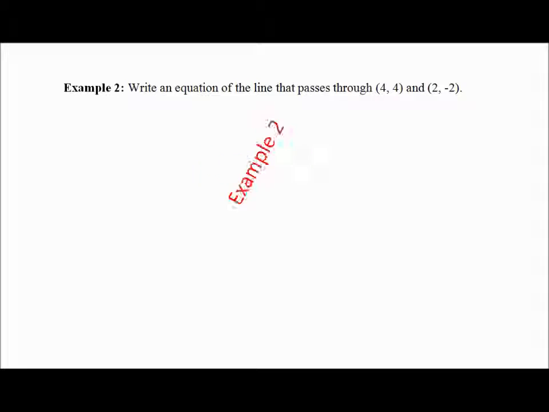Okay, example 2. It says write an equation of a line that passes through 2 points. One point is (4, 4), and the other point is (2, negative 2). Well, in the first part of this lesson, we had the slope. The difference is here, we don't know what the slope is, but if we have these 2 points, we can calculate the slope. So I'm going to need to use the slope formula, and the slope formula is y2 minus y1 over x2 minus x1.